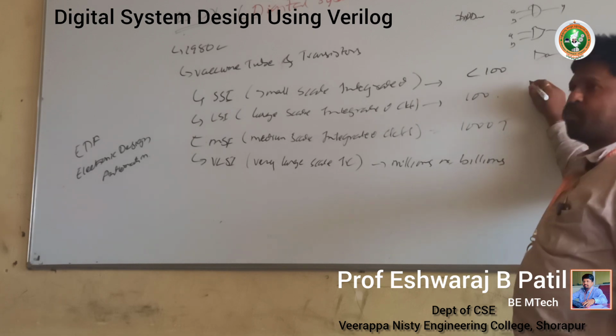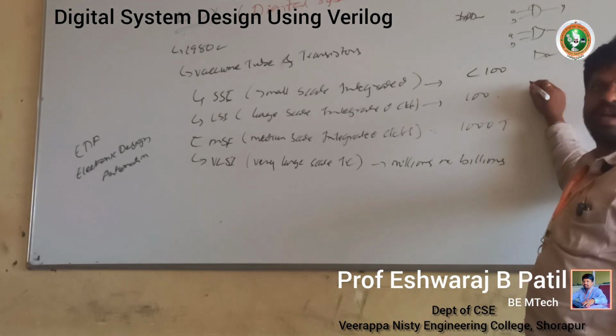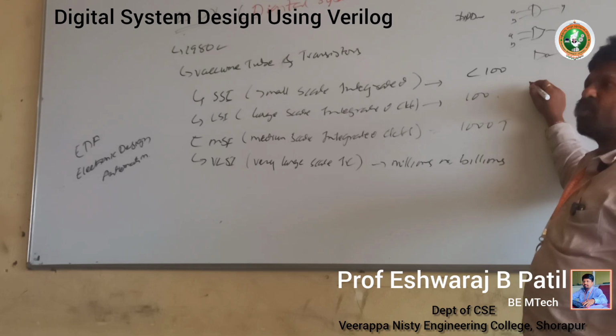Here, what are the inputs? How many inputs are there for the NOT gate?